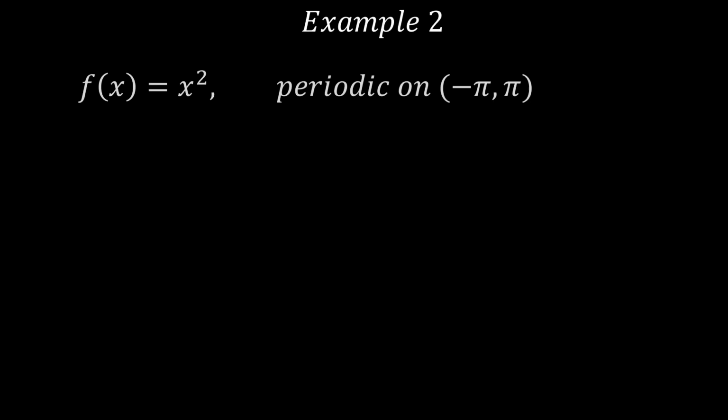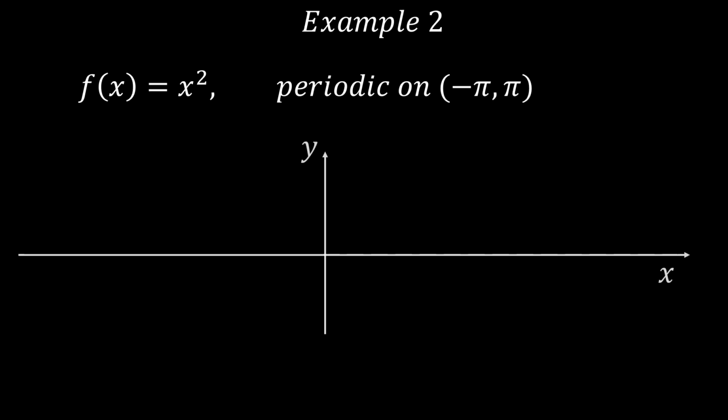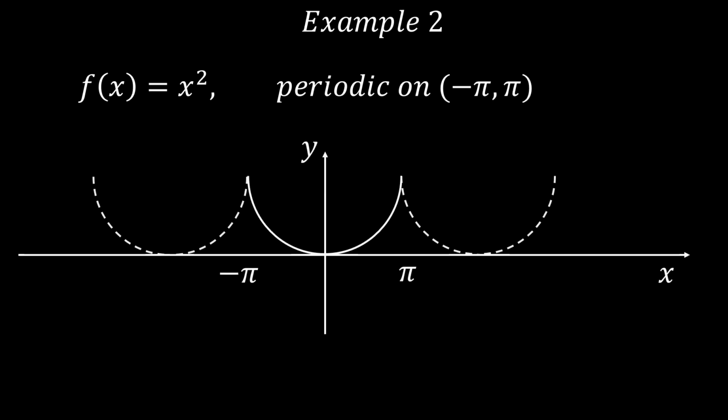So example number 2 is just this parabolic function that's also periodic within this interval, and this is how it looks. And then if we allow it to repeat itself, it will look like something like that. So how do we go about doing that?